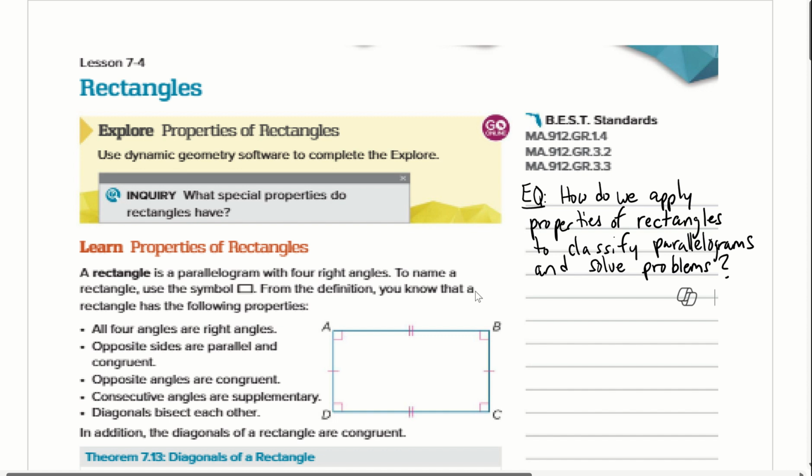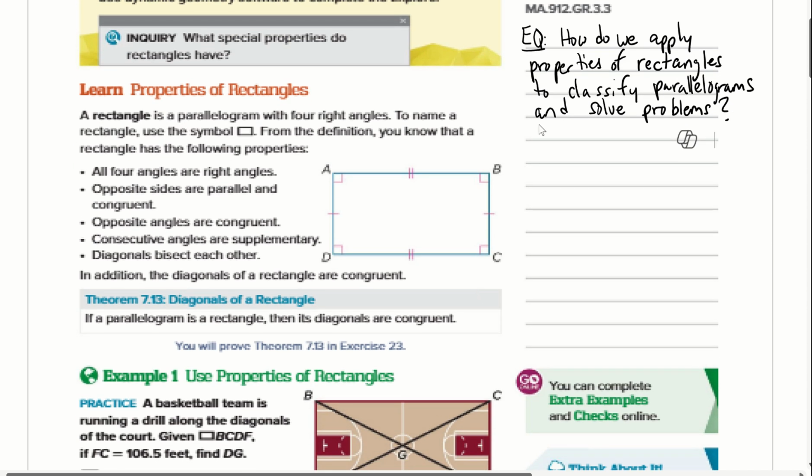Okay, so we know what a rectangle looks like. So what are some properties of the rectangle? A rectangle we know is a parallelogram. It's a special type of parallelogram, a parallelogram with 4 right angles. So this is the symbol for that, right?